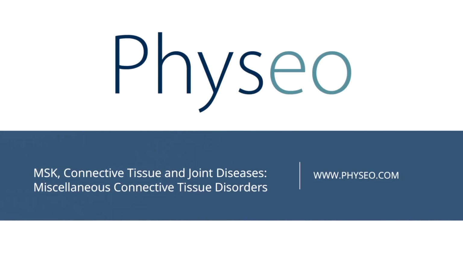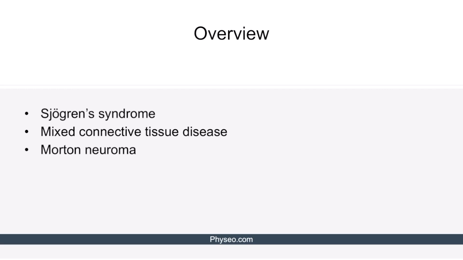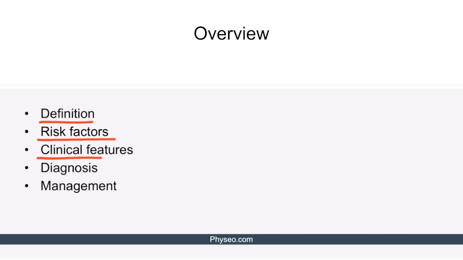Welcome to our video on miscellaneous connective tissue disorders. Let's begin. Here's a list of topics we're going to discuss in this lecture. Let's start with Sjögren syndrome. We'll discuss definition, risk factors, clinical features, diagnosis, and management of Sjögren syndrome.